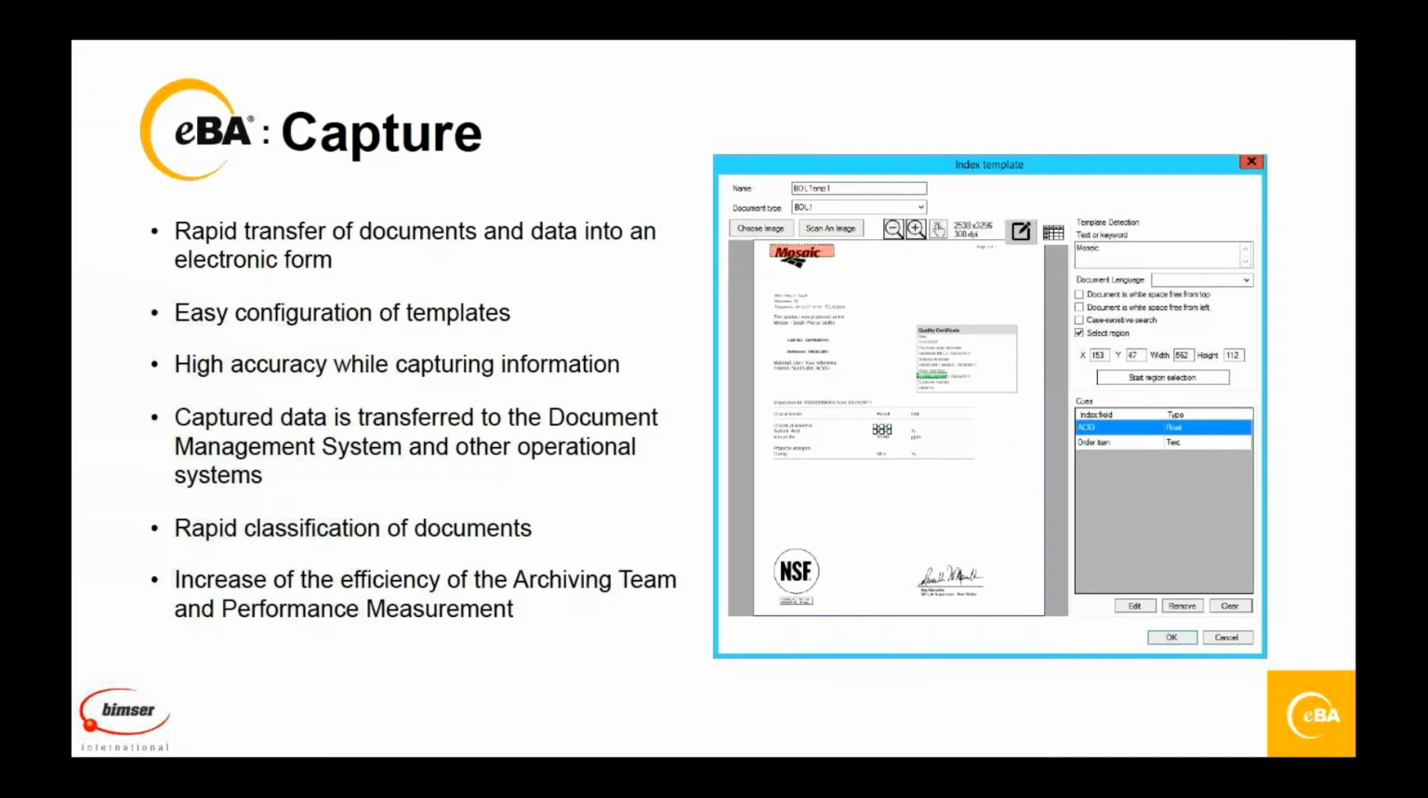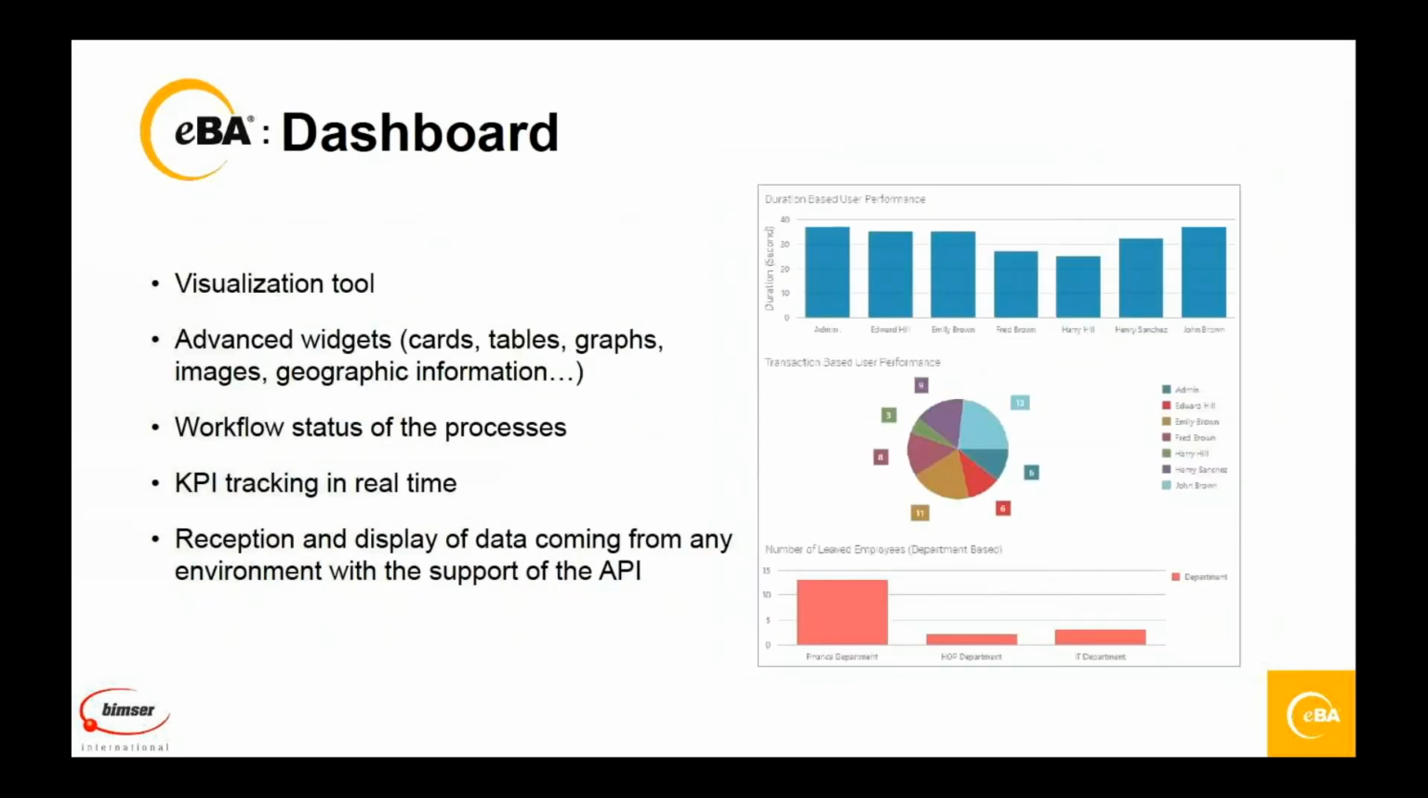Taking advantage of the capture feature, we can easily classify different documents and increase the efficiency of the archiving team and performance measurements. The dashboard module not only allows us to visualize the data stored in the system, but also able to retrieve and display data coming from any environment with the support of the API. We can analyze and visualize any type of information using a wide variety of tools, such as charts, graphs, tables, images, etc. And the dashboard also enables to track key performance indicators in real time as you are going through the different workflow status of the processes.